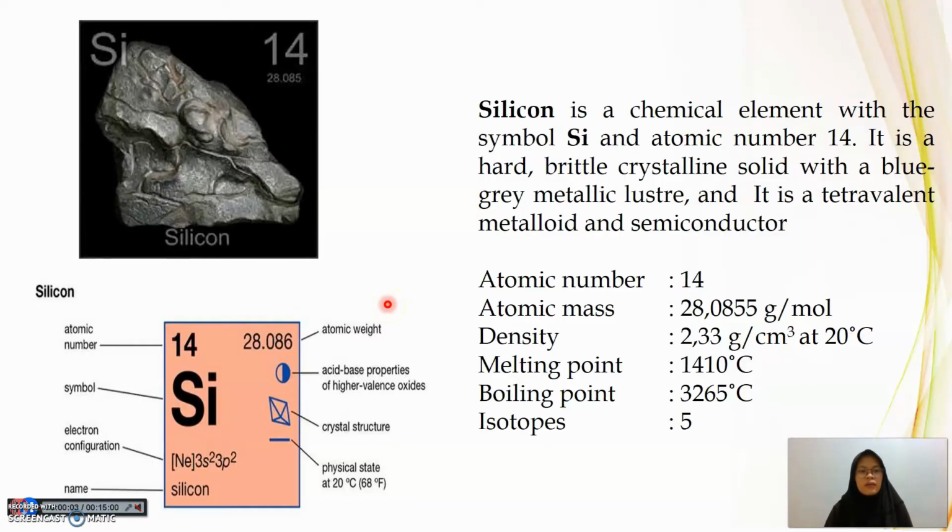Okay, now I will explain about silicon. So, silicon has the atomic number 14, and it is a hard, brittle crystalline solid with a blue-gray metallic lustre, and it is a tetravalent metalloid and semiconductor. This is the crystal structure of silicon, and this is the symbol of silicon. There are some element properties of silicon as we can see from this slide.